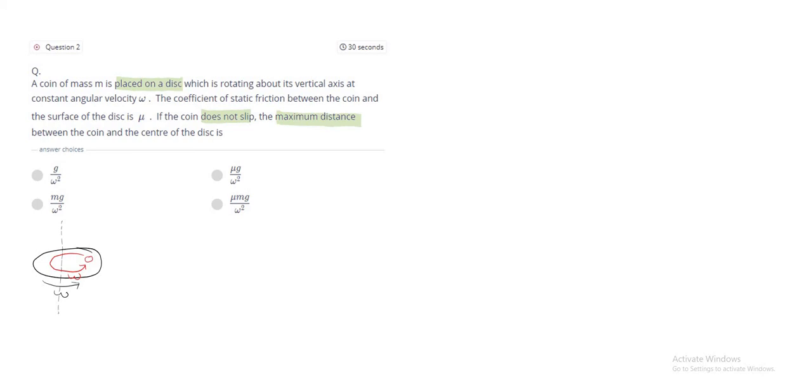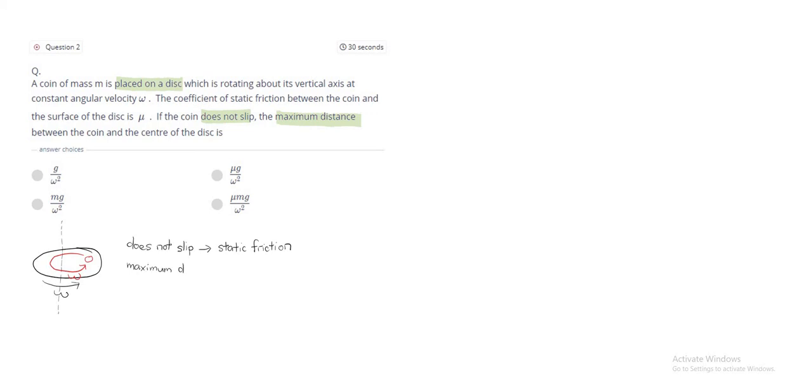So this sentence is important. It provides us a lot of hints about what we should do. First thing is does not slip. When we say does not slip, what it means here is we are talking about static friction. Does not slip means there's no relative motion, so it should be static friction. And the second thing we should know is it involves maximum distance.